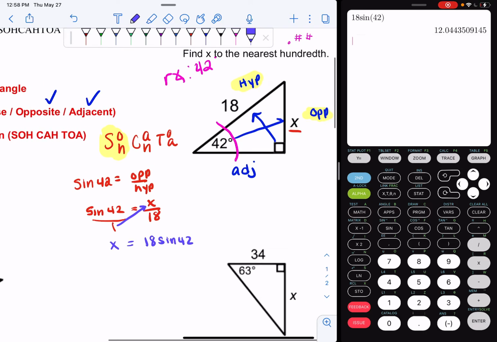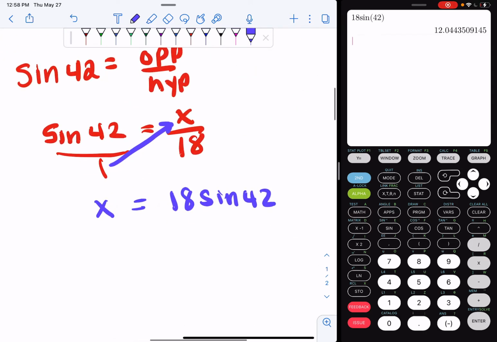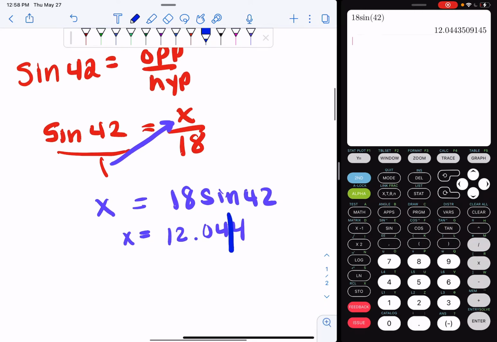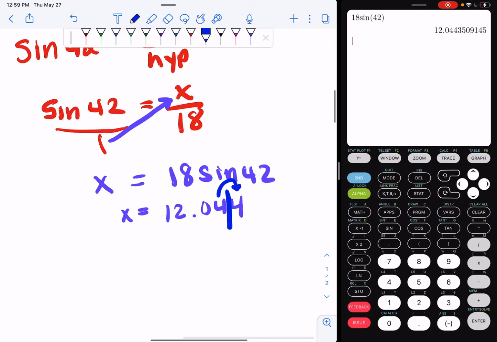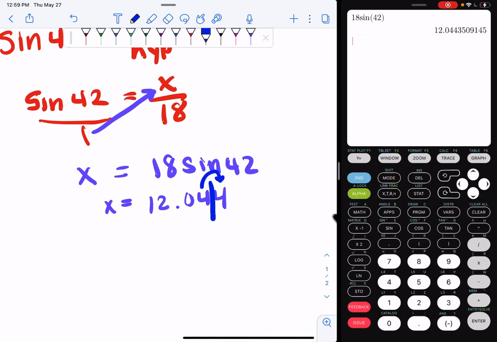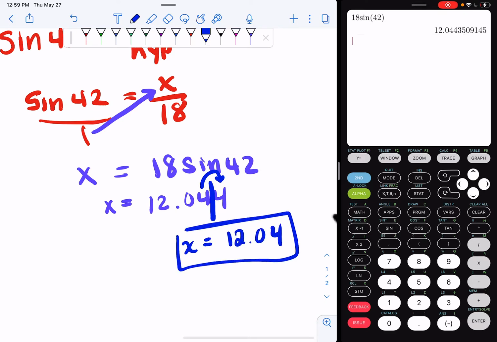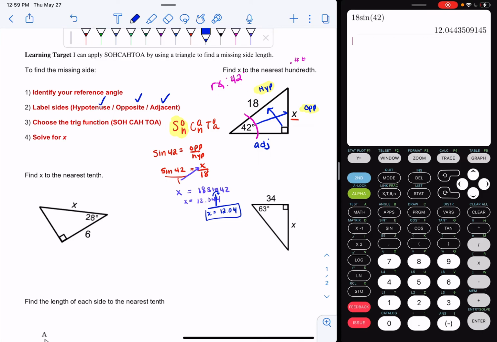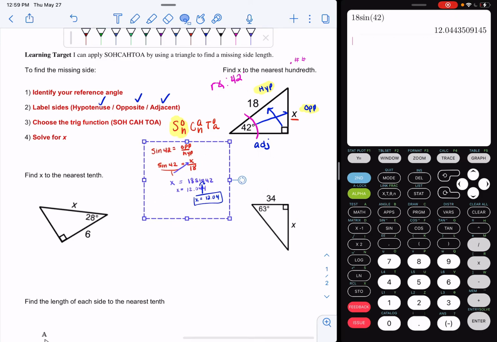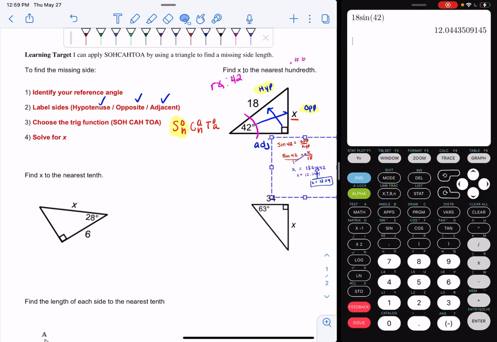I want to round to the nearest hundredth. So I'm going to go out 3 decimal places. So x equals 12.044. I want to round to the nearest hundredth, so I put a line in between my 4s. Look to the right. That 4 is smaller than a 5, so my final answer is just going to be 12.04. And that's how you find your missing side length. And that's going to be our procedure for each one.